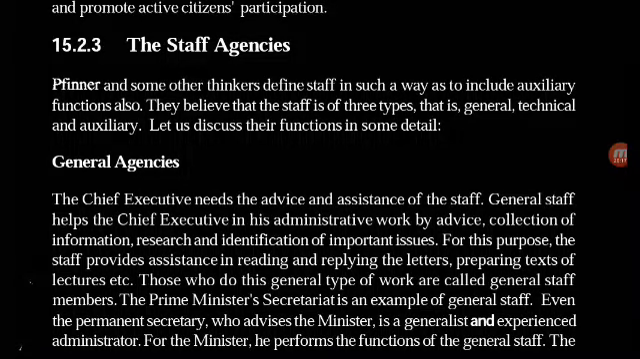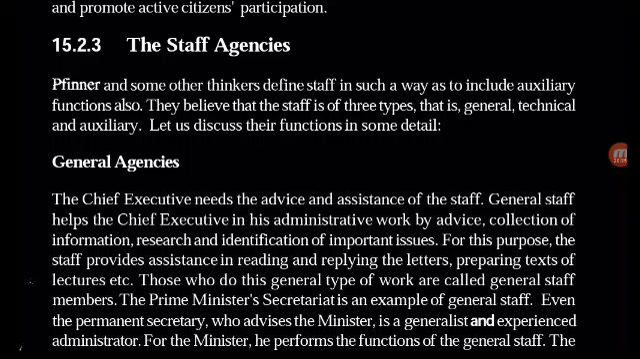The staff agencies. Pfiffner and some other thinkers define staff in such a way as to include auxiliary functions also. They believe that the staff is of three types, that is, general, technical, and auxiliary. Let us discuss their functions in some detail.